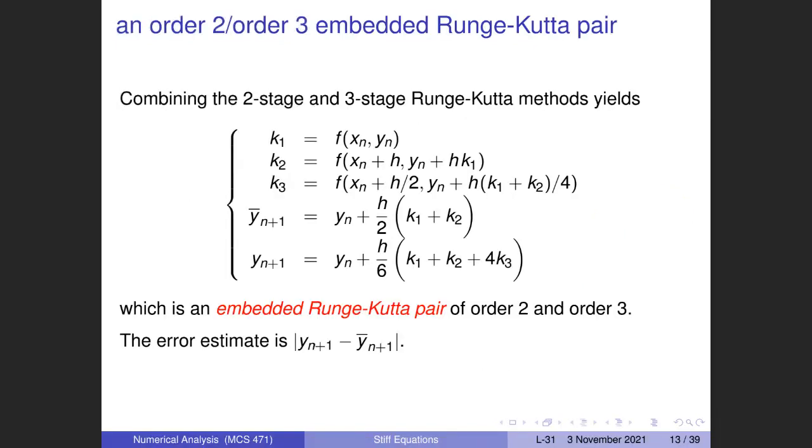Here it is. This is our embedded Runge-Kutta pair of order 2 and order 3. So the order 2 means that the local error is of third order. So we have h to the power 3 locally. And that is already, for many examples, accurate enough. So we are going to go one order higher. So the local order of a three-stage Runge-Kutta is h to the power 4. So we have fourth order.